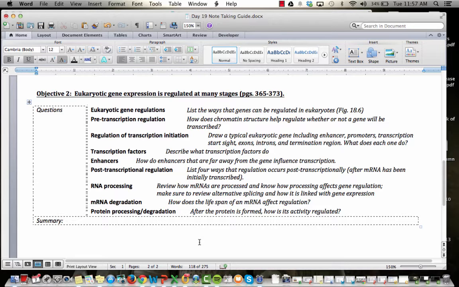In this podcast, let's back up. In the last podcast, we talked about how genes are regulated and focused on how bacteria regulate their genes. And in this chapter, in this objective, we're going to focus on how eukaryotic cells regulate their genes. So let's go ahead and get started here.